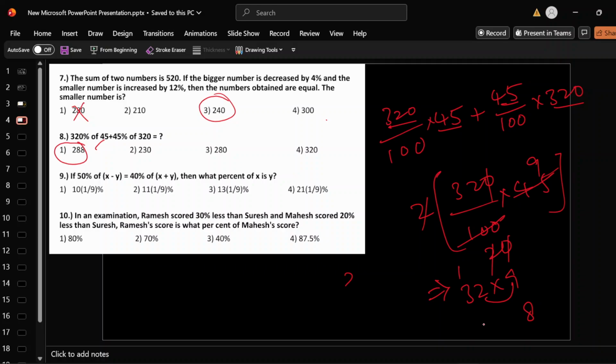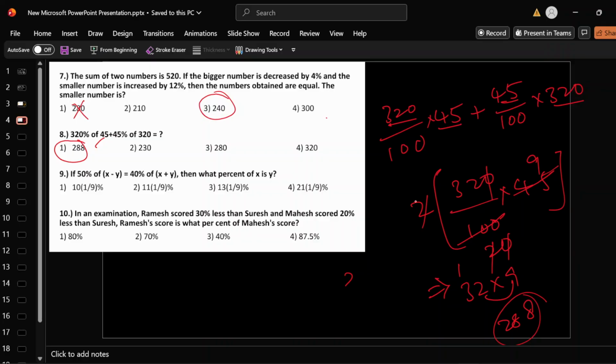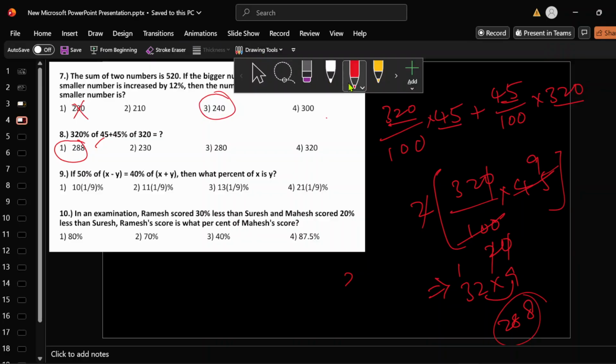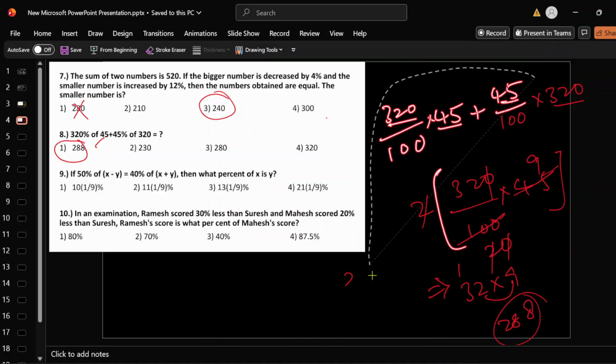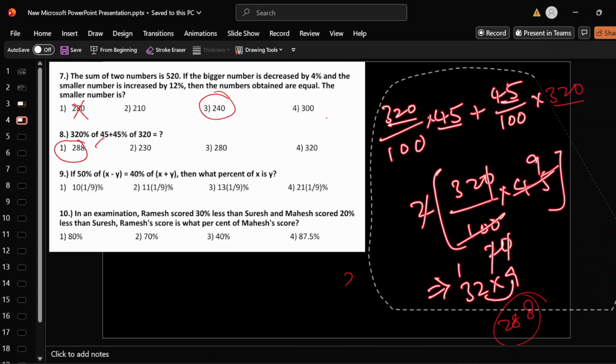9 twos are 18, 1, 9 threes are 27, 28. You can also do it in this way for some problems, so that we can reduce the time for the problems.